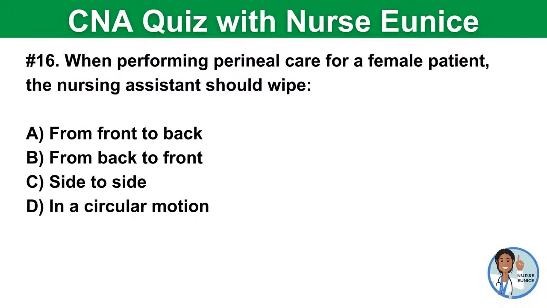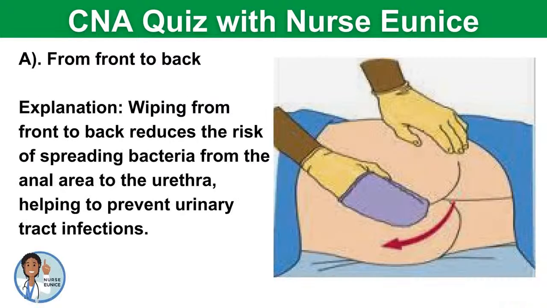Number 16, when performing perineal care for a female patient, the nursing assistant should wipe A, from front to back, B, from back to front, C, side to side, or D, in a circular motion. If you do D down there, you're going to jail. We will report you. Yes, great job, everybody. It is going to be from front to back.